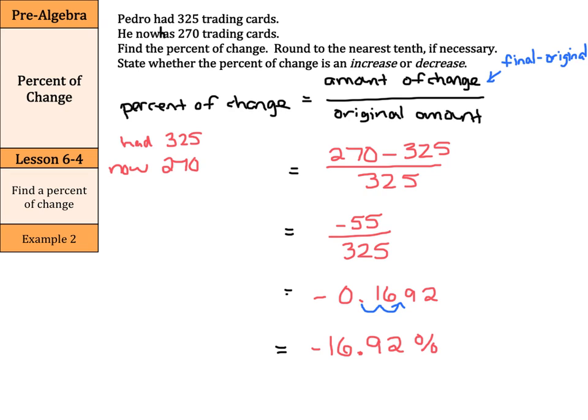And I look to round to the nearest tenth of a percent. I'll look at my 9, which is in the tenths place. Looked one spot to the right at the 2. It's not going to round it up. So we're going to record our answer as negative 16.9%. And when asked to identify this as an increase or decrease, well, it's negative, so it's going to be a decrease.